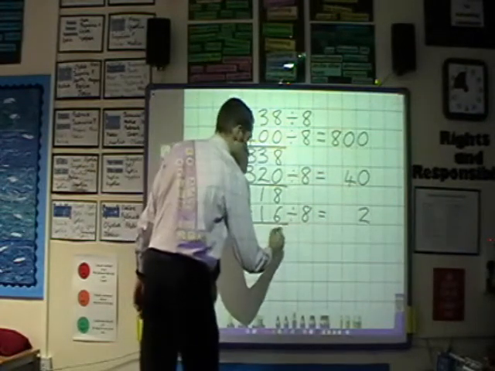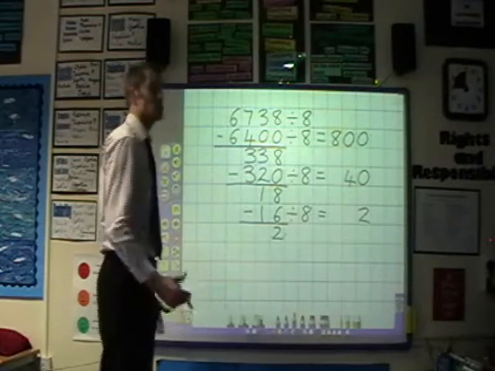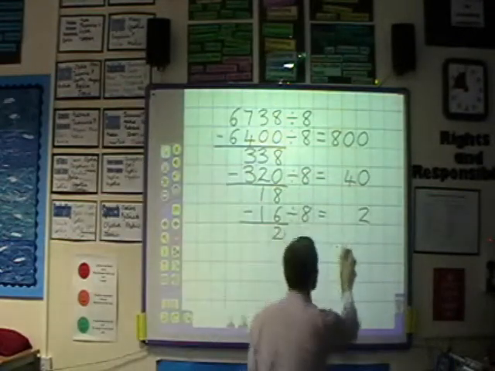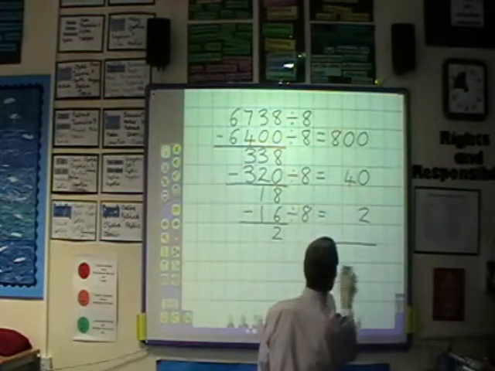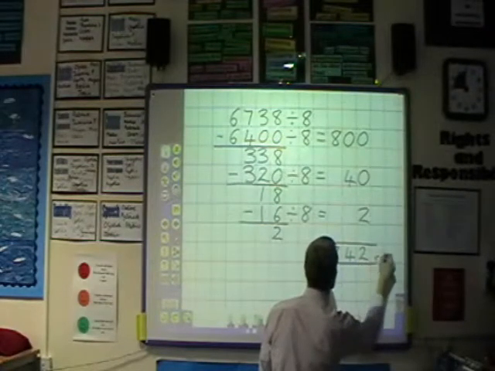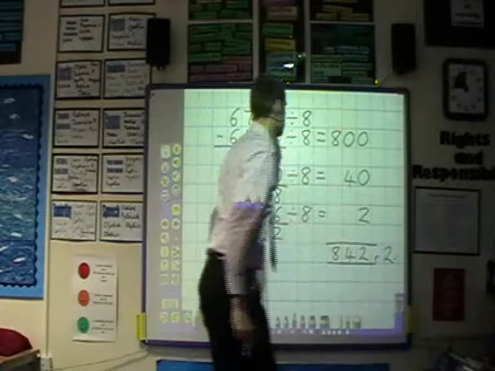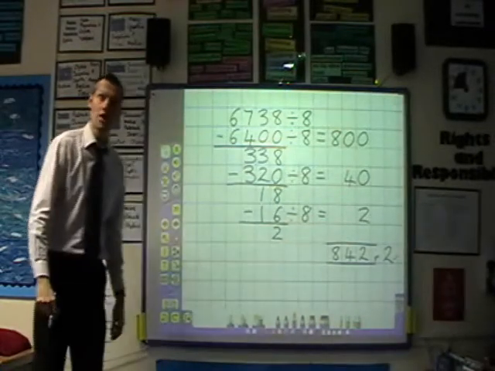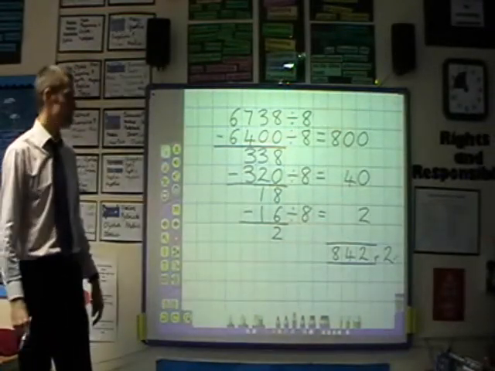Take that away, 2 left over, which will be the remainder. So the answer is 842, remainder 2. Or 0.25 if you're an able Year 6 child.